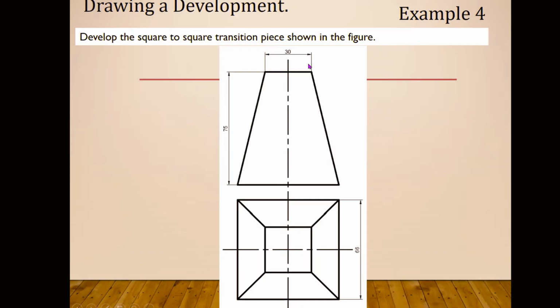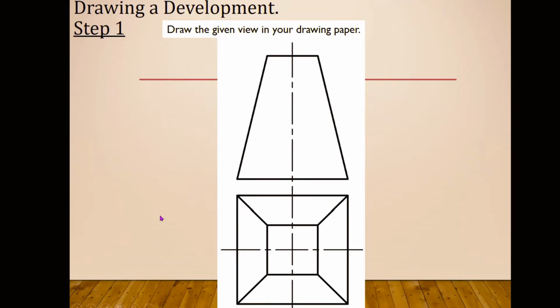If you look at this, this 66 is the length of this side. This is a square, so all sides are equal. The same thing applies to my smaller square, all sides are 30 millimeters, and the total height here is 75 millimeters. Now, the first thing that you do is copy the drawing as it is.